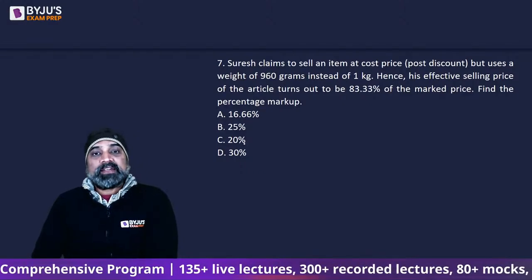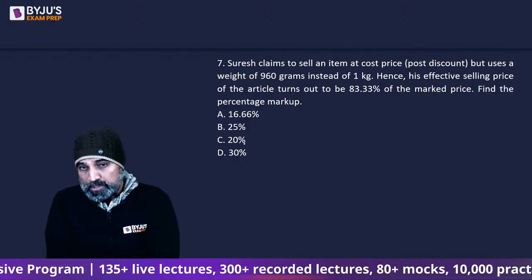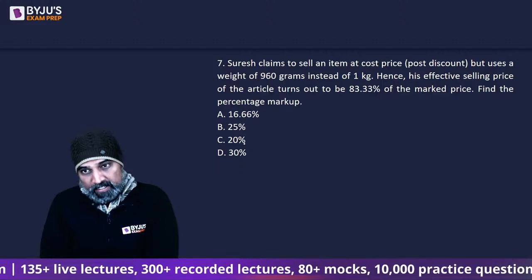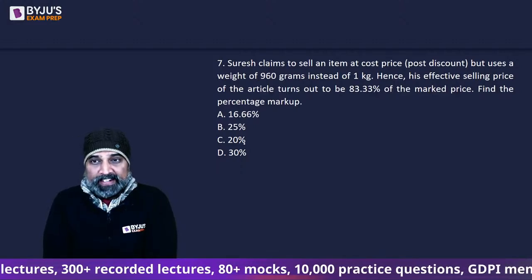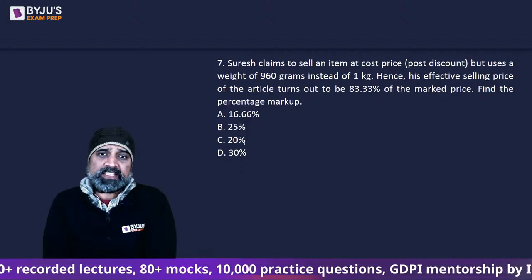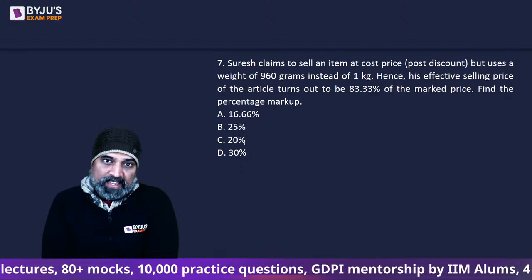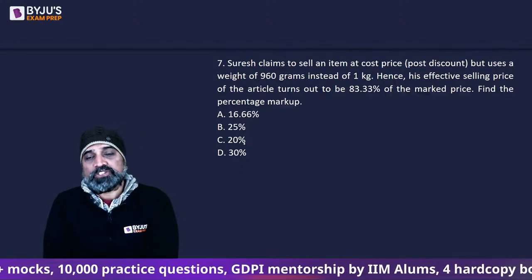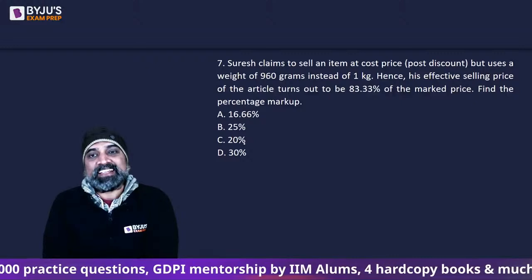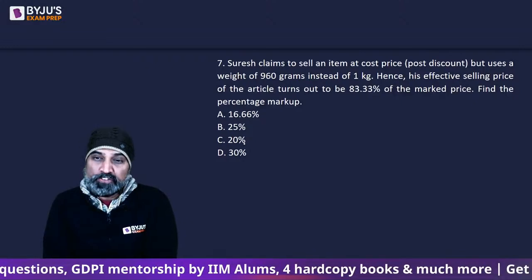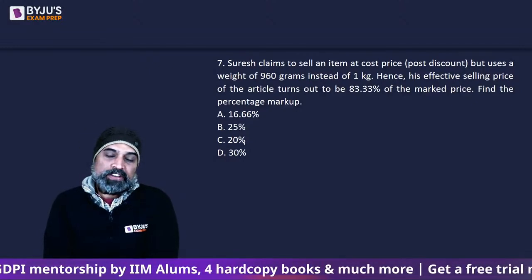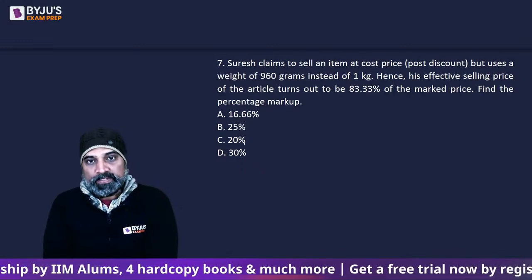Okay, next question. Suresh claims to sell an item at cost price but uses a weight of 960 grams instead of 1 kg. Hence, his effective selling price of the article turns out to be 83.33% of the mark price. Find the percentage markup.